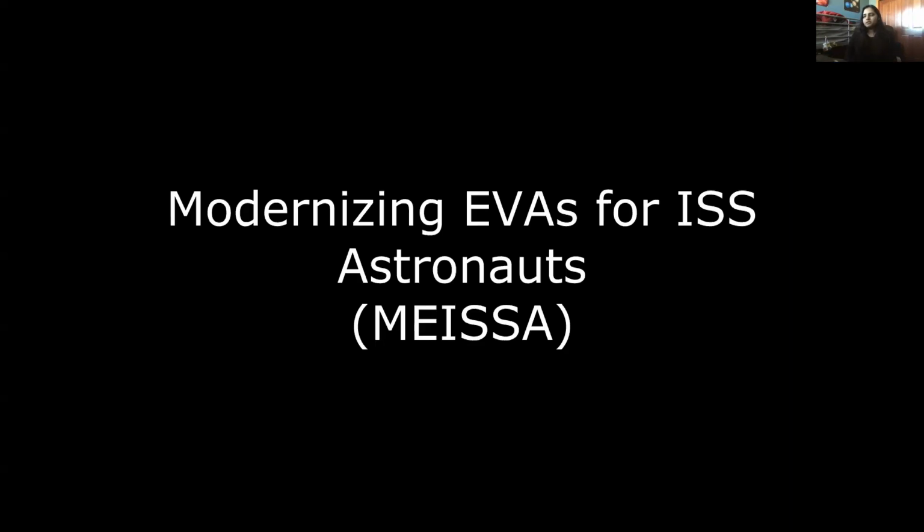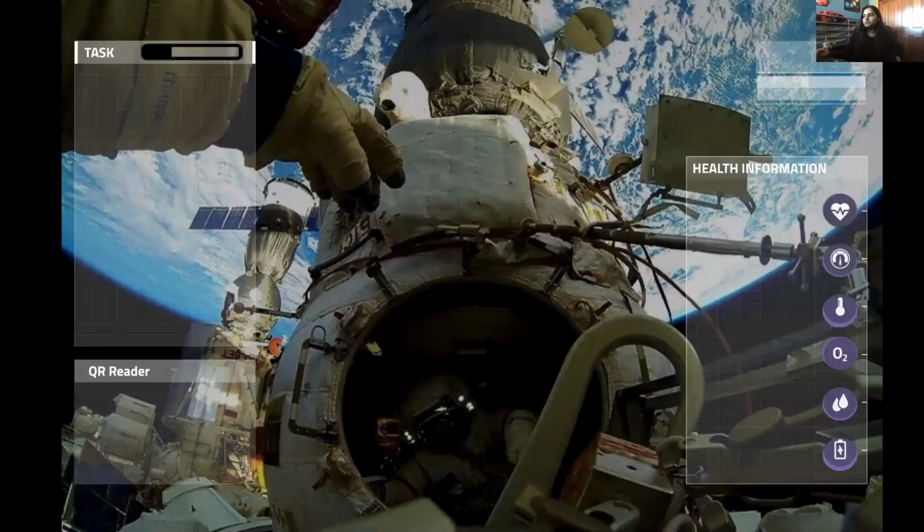So moving on to more of the AR side. In the first year, what we did was this project called Modernizing EVAs for ISS astronauts. And this was our solution to a NASA solicitation for using AR for astronauts on the ISS. So this was the mock-up of our UI. As you can see on the left side, we have a task panel, which is where the mission tasks were displayed along with a progress bar.